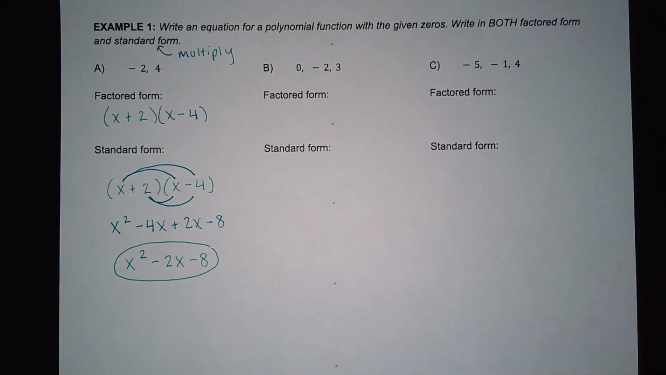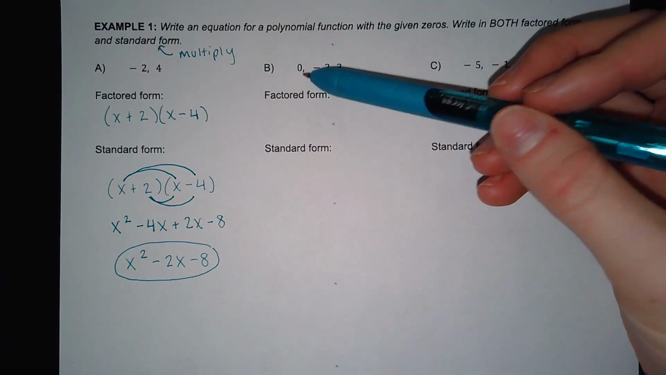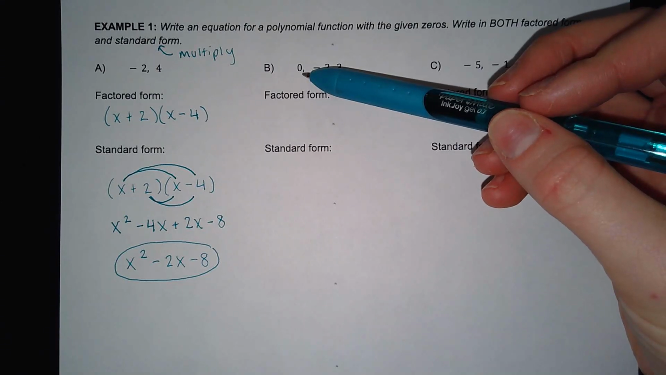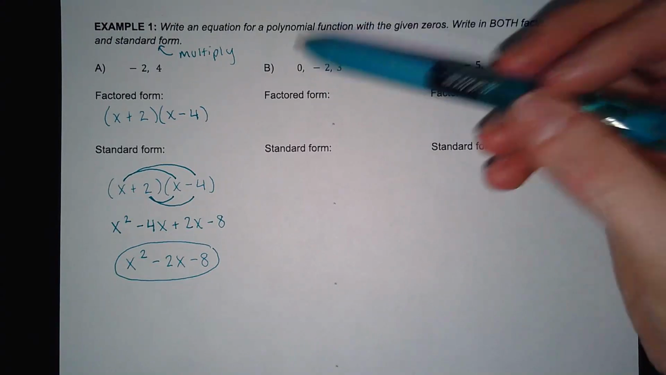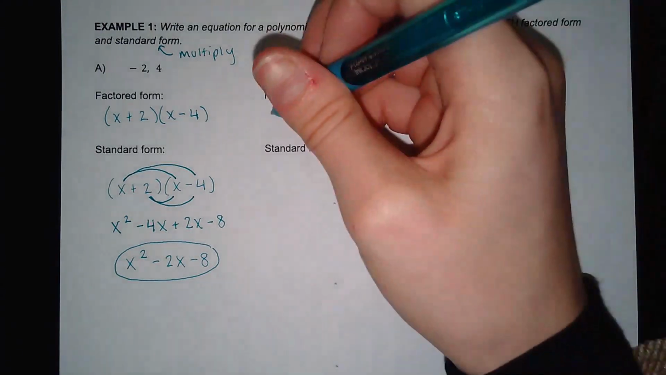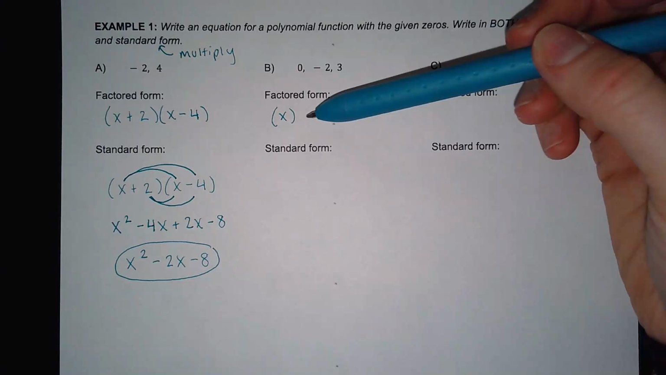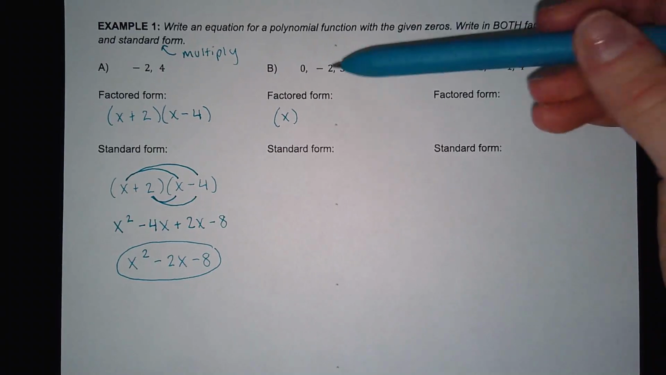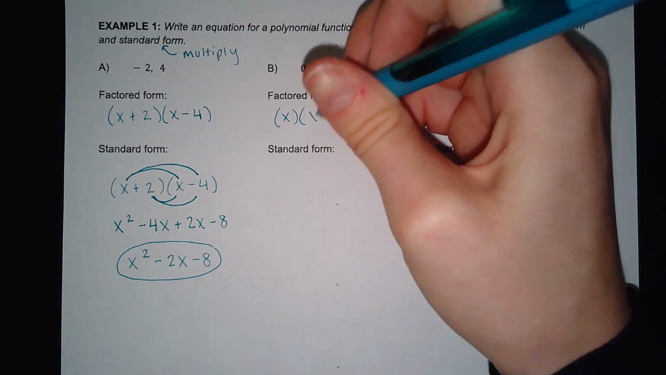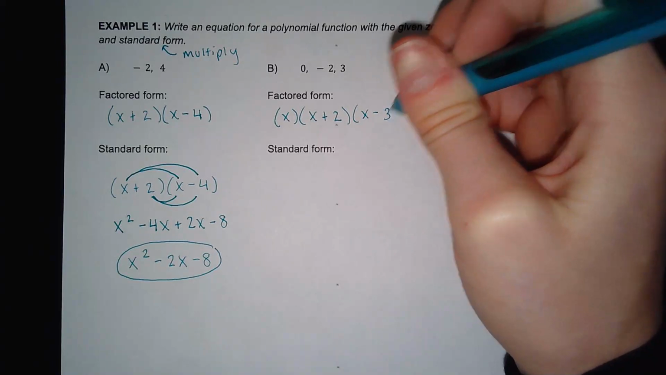All right, we'll try another one. Factored form. Again, we're just taking the opposite. When we have 0, the thing that we just need to note is that adding 0 and subtracting 0 doesn't really change anything. So when I have 0 as a factor, I'm really just going to write my factor as x. You could write +0 or -0, but that doesn't really change anything, so we don't have to write that. The -2 will become x plus 2, and the +3 will become x minus 3.